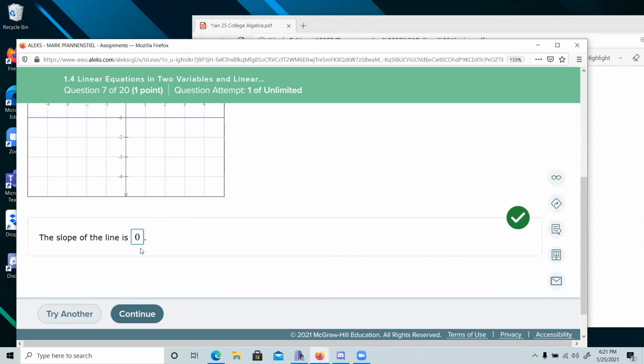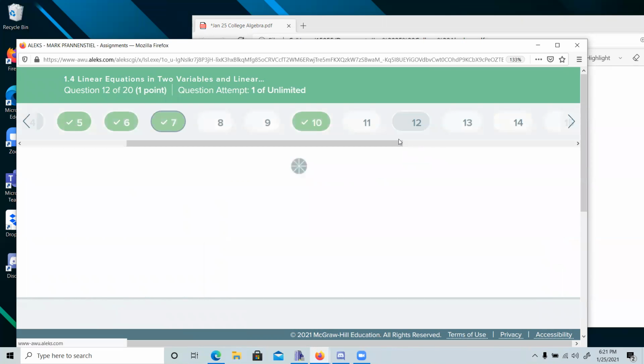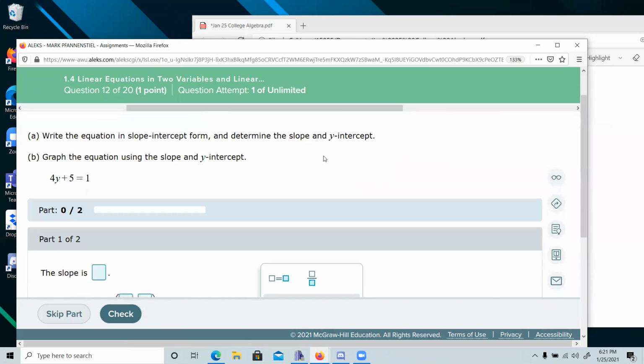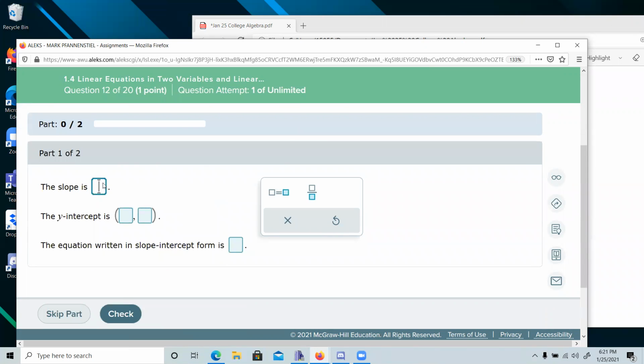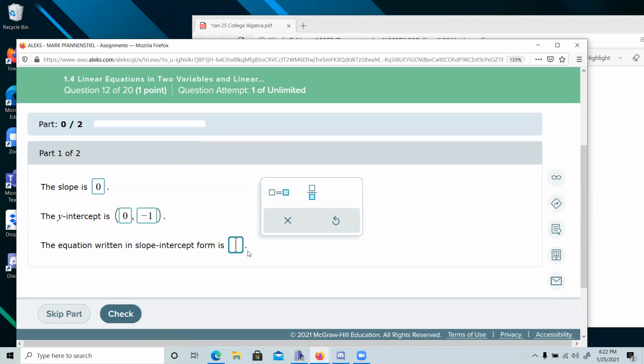This was just slope equal to 0. So now we still have slope equal to 0. The y-intercept is 0, -1. It's still written in slope-intercept form, even if it's like this, because the 0x is implied, right? So in slope-intercept form, we have y equals -1.